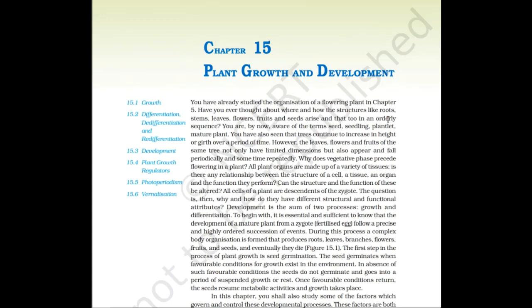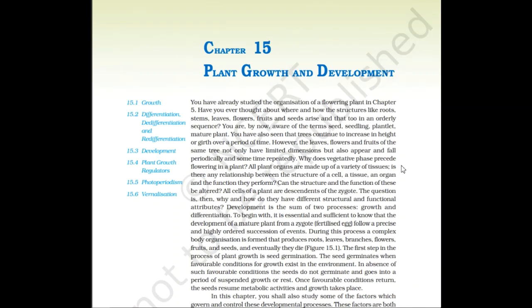Have you ever thought about where and how structures like root, stem, leaves, flower, fruits and seeds arise, and that too in an orderly sequence? You are by now aware of the terms seed, seedling, plantlet, mature plant. You have also seen that trees continue to increase in height or girth over a period of time. However, the leaves, flowers and fruits of the same tree not only have limited dimensions but also appear and fall periodically and sometimes repeatedly. Why does the vegetative phase precede flowering in a plant?